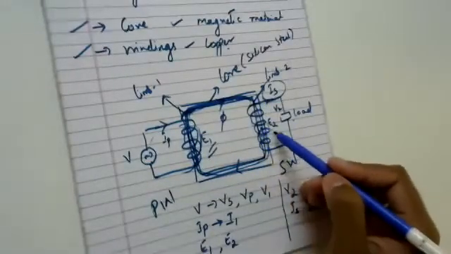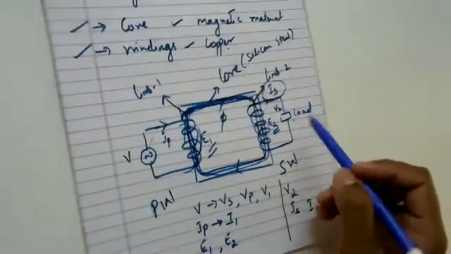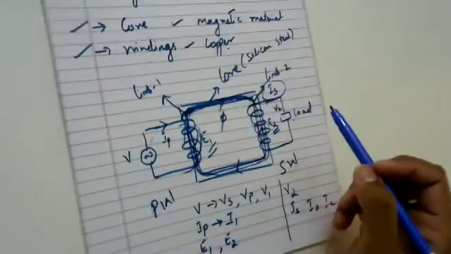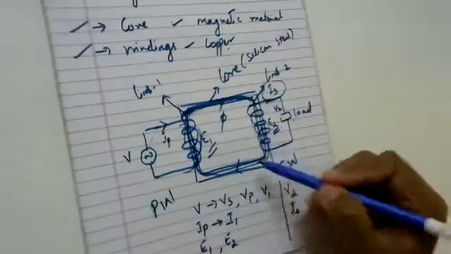So at that time it produces one more flux, sorry, it produces one more EMF called the mutually induced EMF. Okay, is it clear to you?